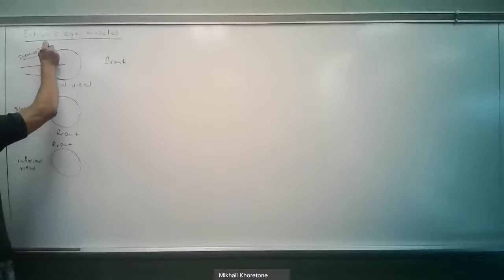Now, when we look from the side, here's what we see. We see one muscle here, one muscle here, one muscle here, okay? So this is superior rectus. This is lateral rectus. This is inferior rectus. Okay. I'll explain the terms in a second.